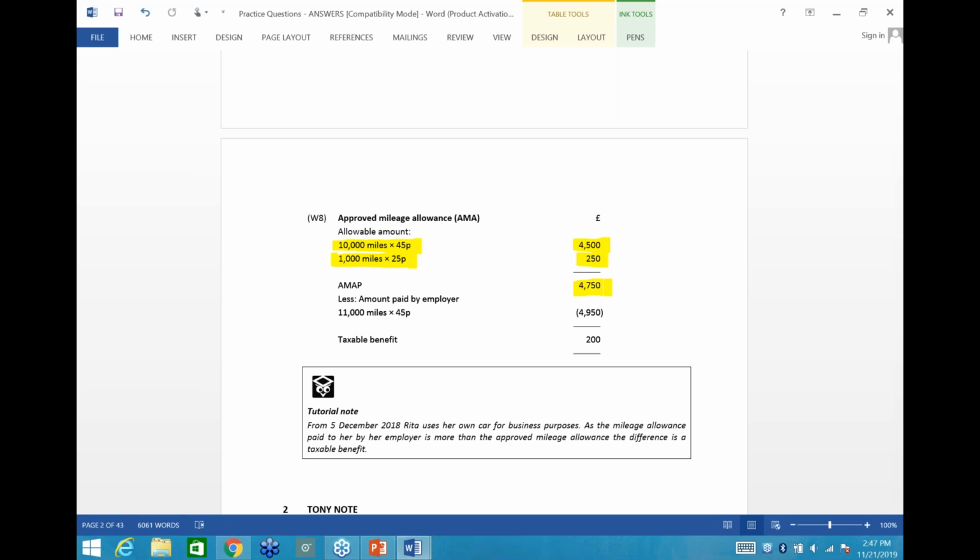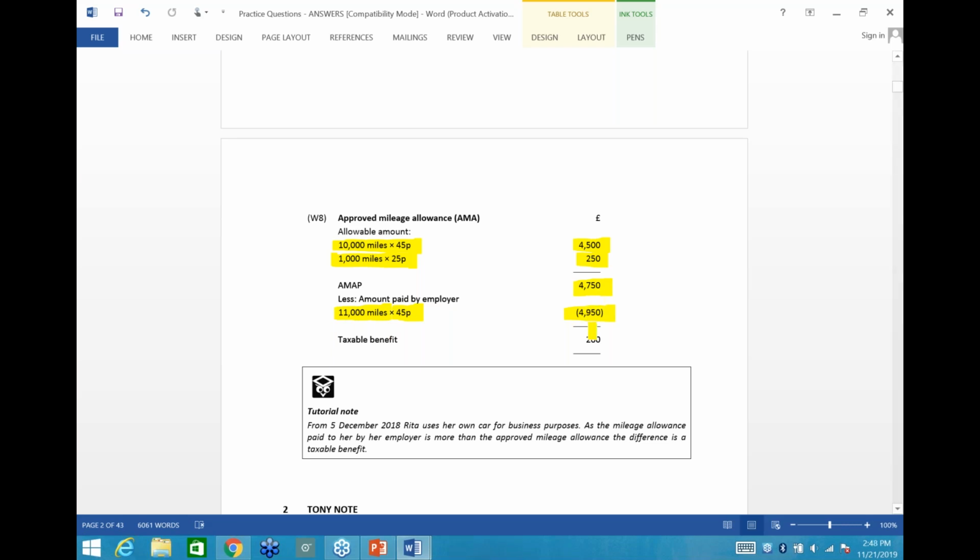But don't forget, when I'm using my own motor car, my employer pays me something when I'm using my car for business journeys. How much is he paying? For each mile, he's paying 45 pence as mentioned in the question. So I have done 11,000 business miles. For each mile, he's paying 45 pence. That means he has actually paid me 4,950. But my approved mileage allowance is 4,750.